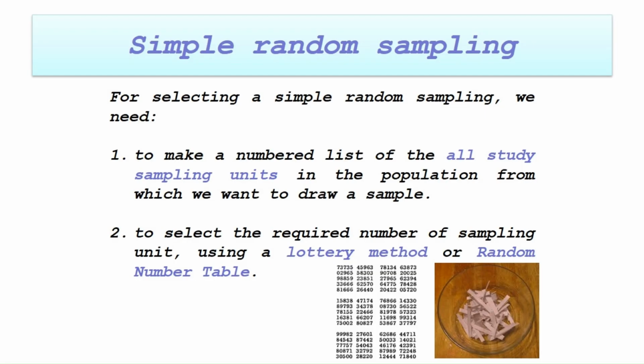In simple random sampling technique, to select a sample we need two things. The first one is to make a numbered list of all study sampling units in the population from which we want to draw a sample. The second thing is to select the required number of sampling units using a lottery method or a random number table.